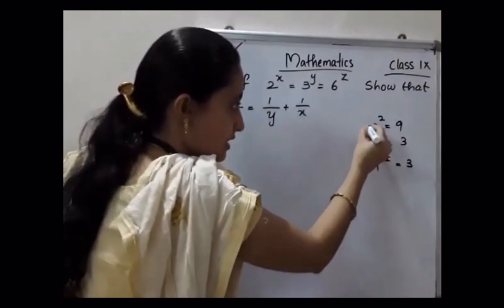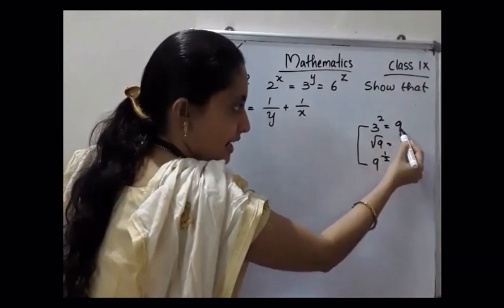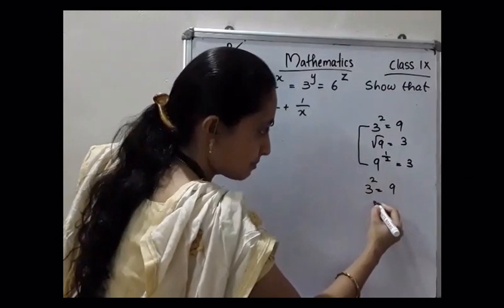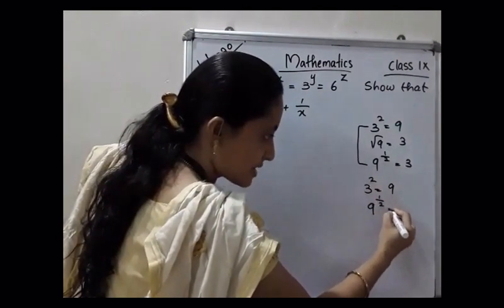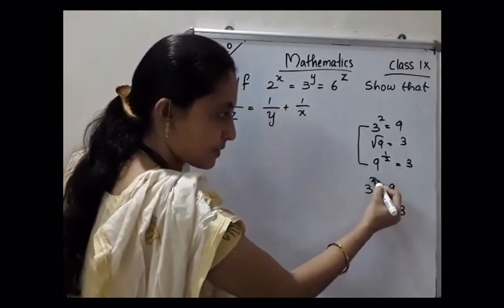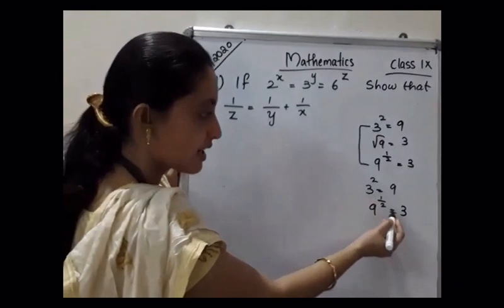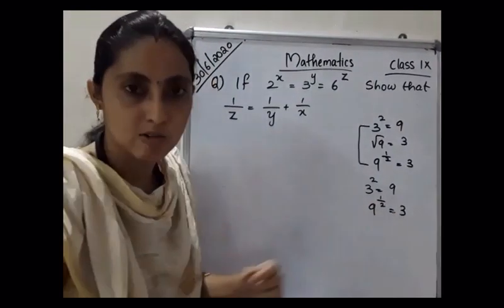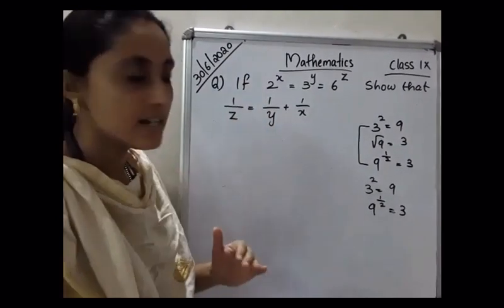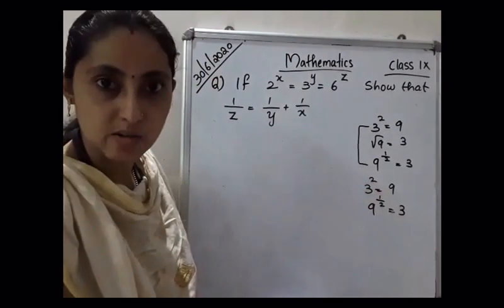Comparing these two equations, what can we conclude? 3 square is equal to 9 implies 9 raised to 1 by 2 is equal to 3. Here the power is square, so taking the square root, it becomes 9 raised to 1 by 2, which is 3 itself. Keep this concept in your mind, because questions of this type are based on it. We want to know this condition: 3 square is equal to 9 implies 9 raised to 1 by 2 is equal to 3.